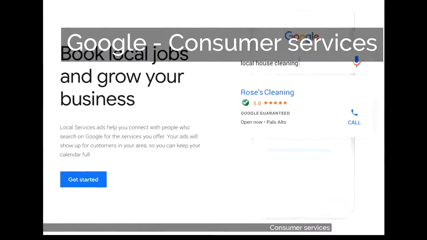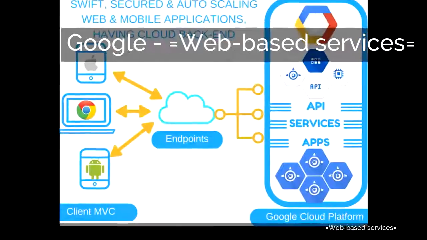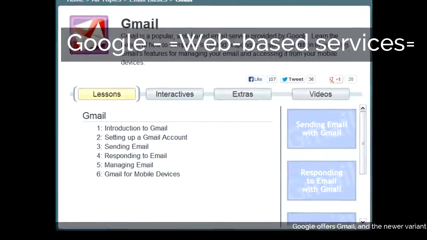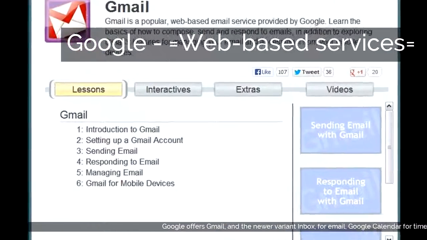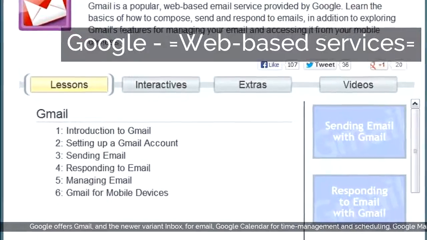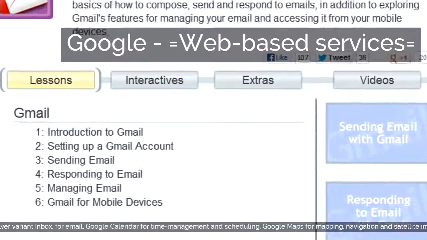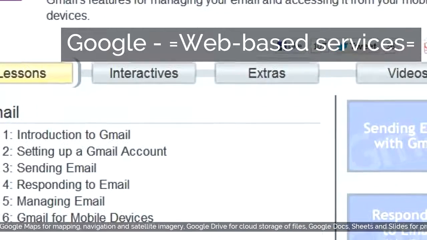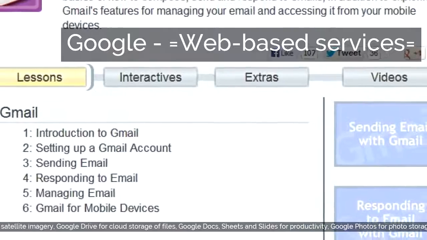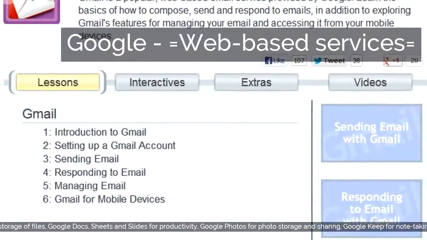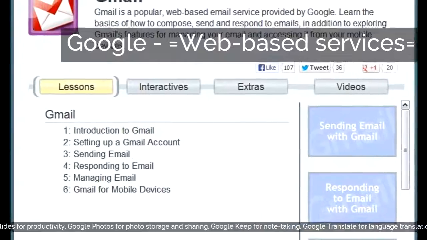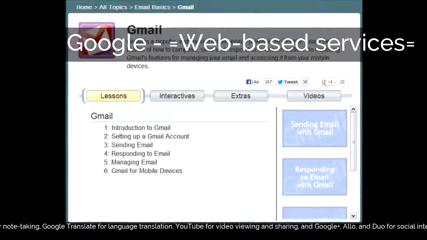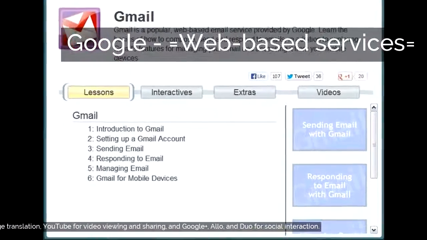Consumer Services. Web-based services. Google offers Gmail, and the newer variant Inbox, for email, Google Calendar for time management and scheduling, Google Maps for mapping, navigation and satellite imagery, Google Drive for cloud storage of files, Google Docs, Sheets and Slides for productivity, Google Photos for photo storage and sharing, Google Keep for note-taking, Google Translate for language translation, YouTube for video viewing and sharing, and Google+, Allo, and Duo for social interaction.